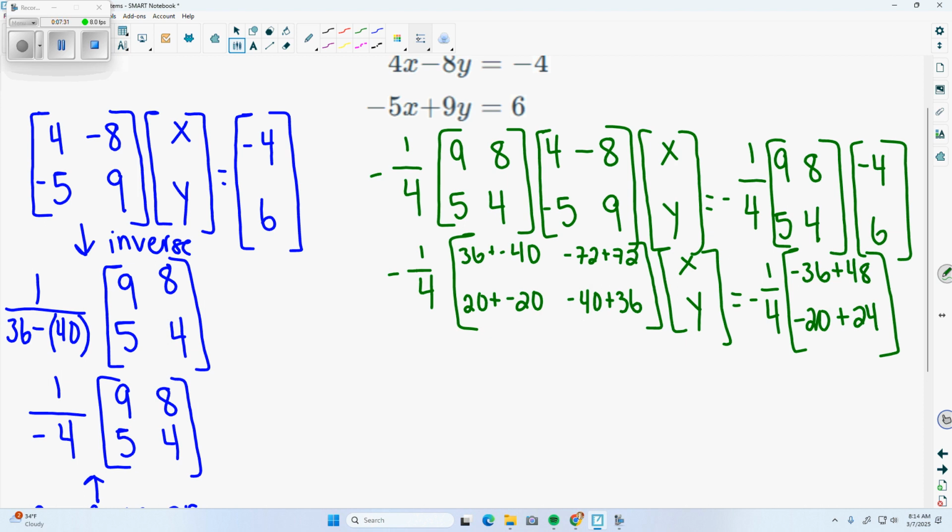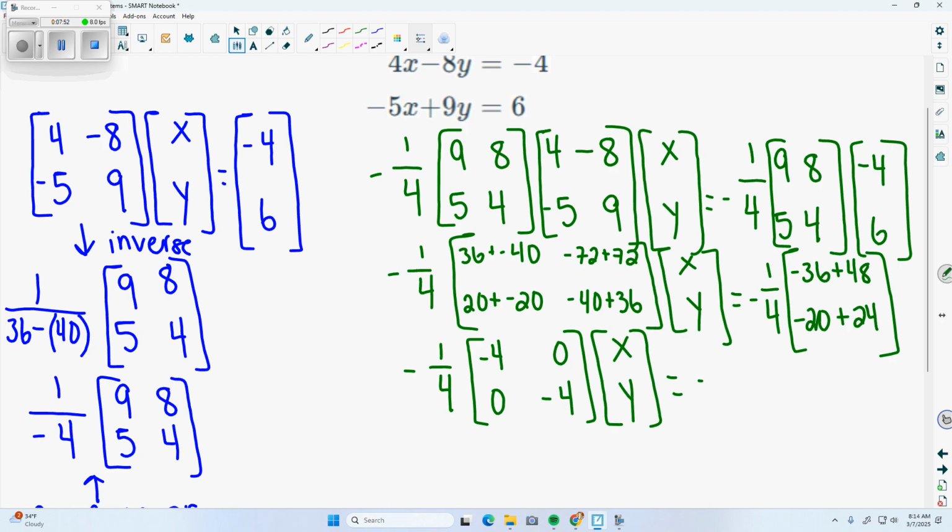Okay, we start to clean this up. Again, I'm about to see my quick check on whether or not things have gone correctly so far. Okay, negative 4, 0, 0, negative 4. I'm liking that. That's a good sign, and I'll show you why. Okay, here, negative 36 plus 48, well, that would give us 12. Negative 20 plus 4 would give us positive 4.